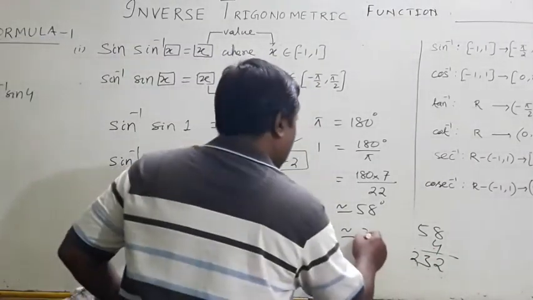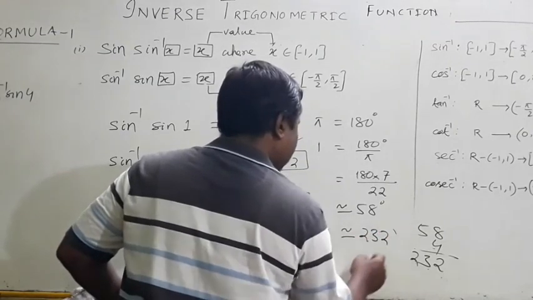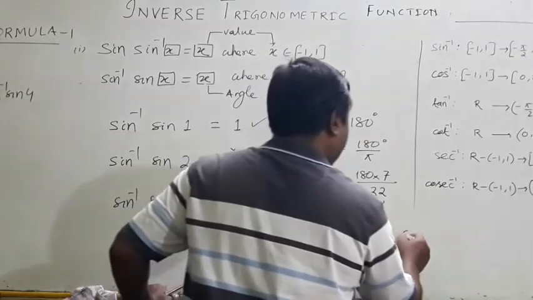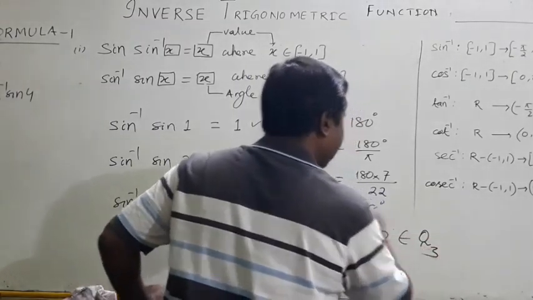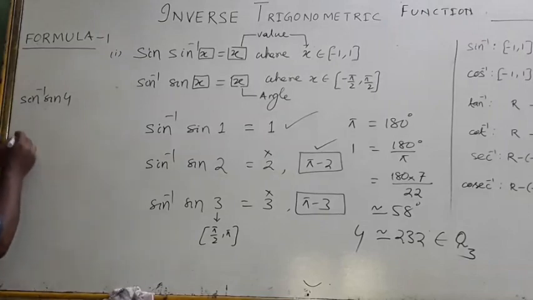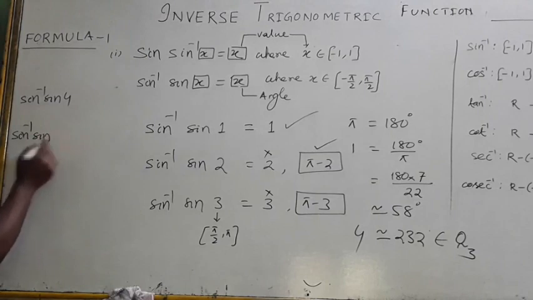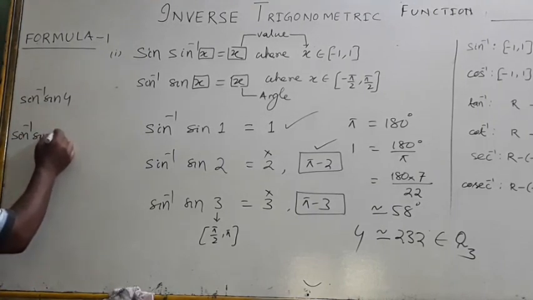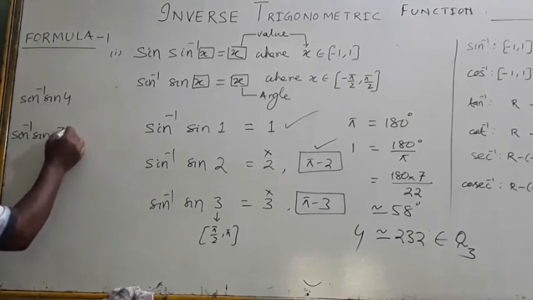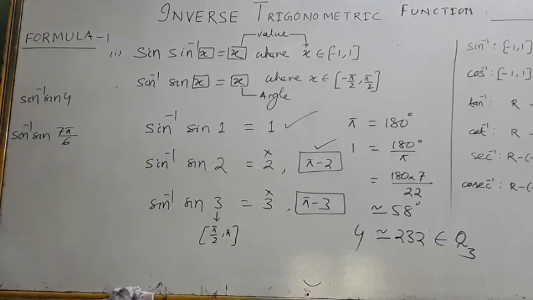232 degree. 232, it lies between what to what? It belongs to quadrant 3. So I am taking a value of quadrant 3. Suppose quadrant 3 has a value 210 degree. 210 means how much pi by 6? 210 is 7 pi by 6. Answer is what? 7 pi by 6.